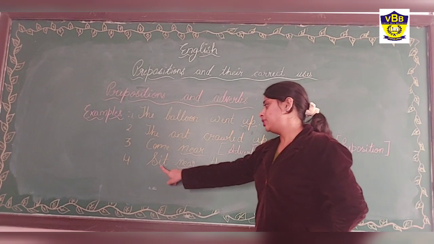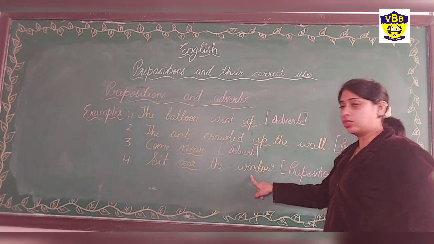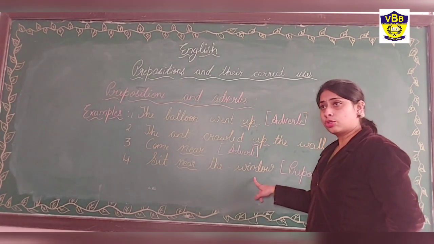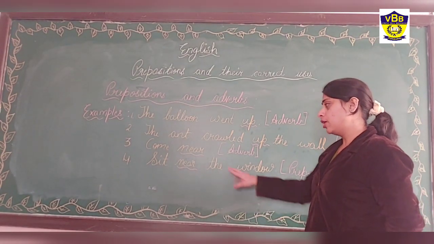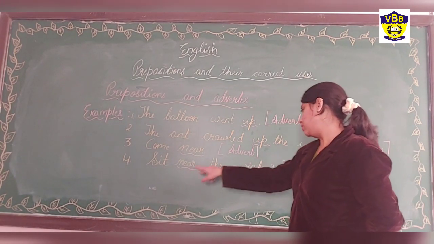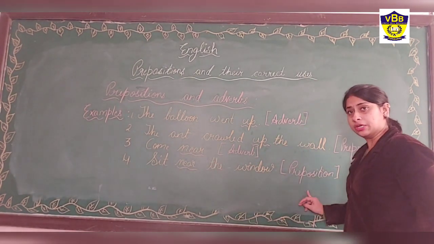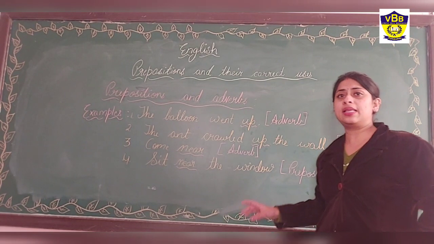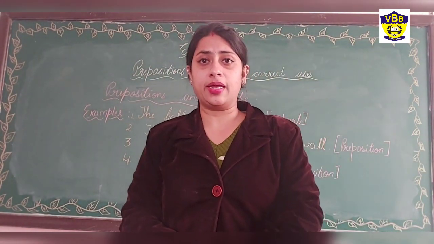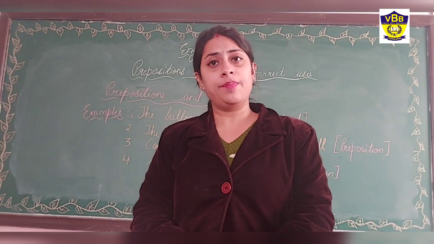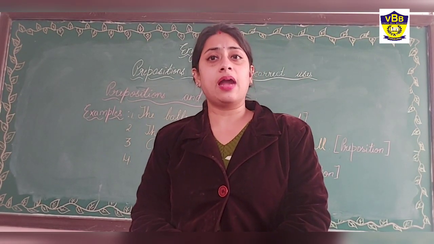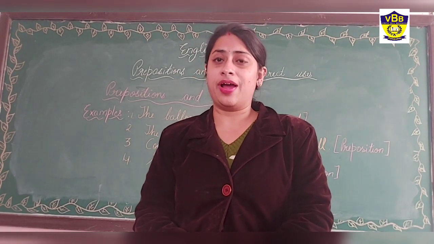Okay, next, sit near the window. Where do you have to sit? You have got the hint, right? So this near will be your preposition because it is also forming a link here. So whenever we are forming a link or relationship, that will be your preposition, and when we are modifying something, that will be your adverb, right?